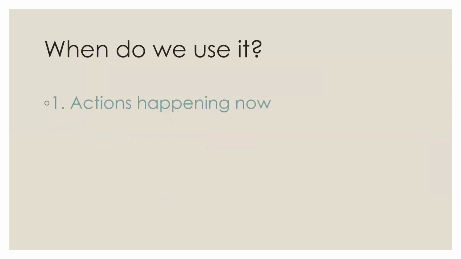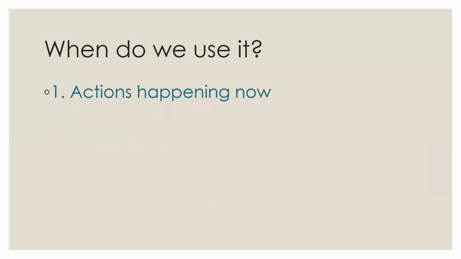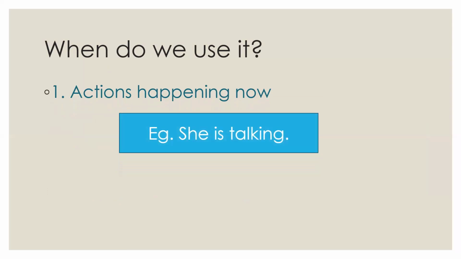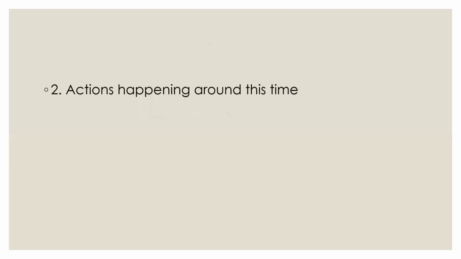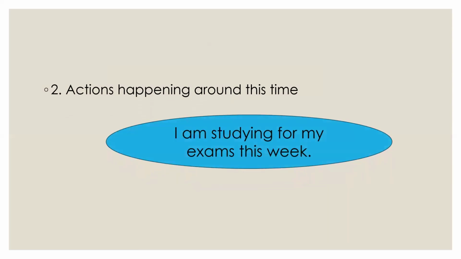When do we use it? For actions happening now. She is talking, for example. Actions happening around this time. Can also use the present continuous tense. Like I am studying for my exams this week. So the person is studying every day, not stopping. That's why.